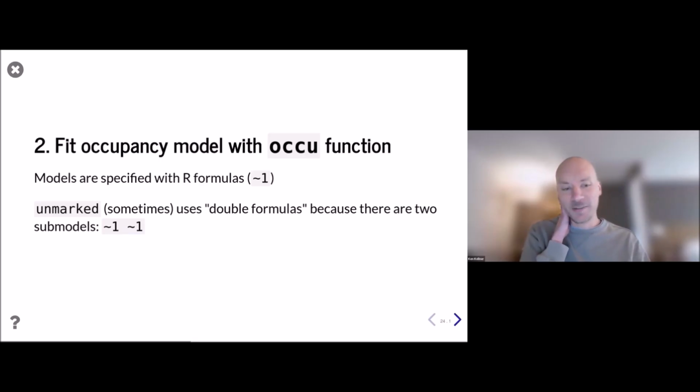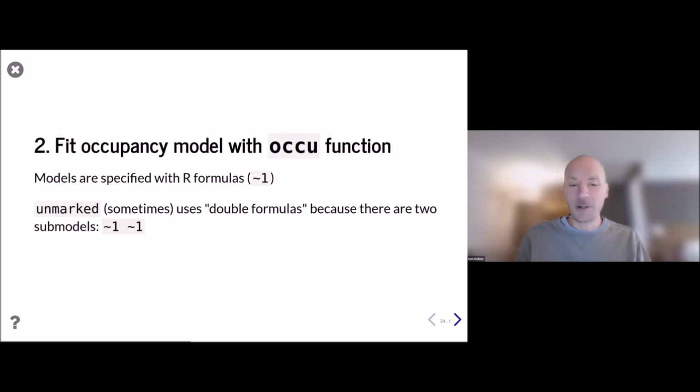And the way that unmarked does this is you provide a double formula. So you can see there's 2 tildes in here. The first formula is the detection formula, and the second one is the state formula or the occupancy formula. And notice there's no comma or plus sign or anything between these two formulas. So it's one object. And if you had different covariates on detection, you put them here. If you had occupancy covariates, you put them here.